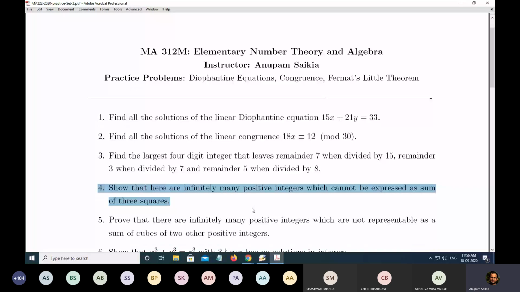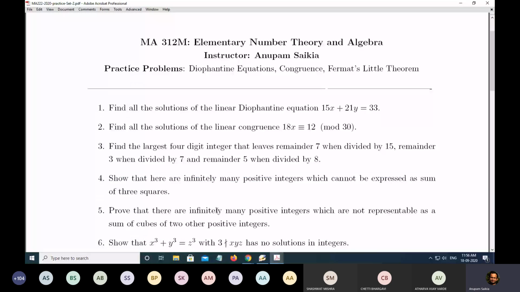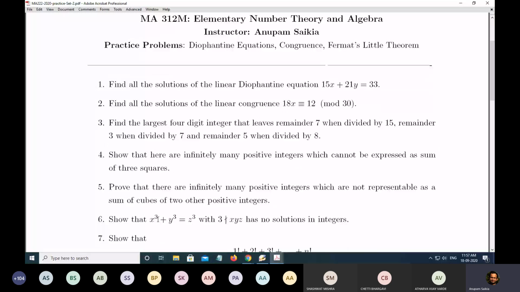And then we're showing that there are infinitely many positive integers which are not representable as a sum of cubes of two other positive integers. Sum of cubes also do not cover all integers. They leave out infinitely many. And this is like a special case of Fermat's last theorem for index 3: x cube plus y cube equal to z cube, where 3 does not divide xyz, has no solution in integers.